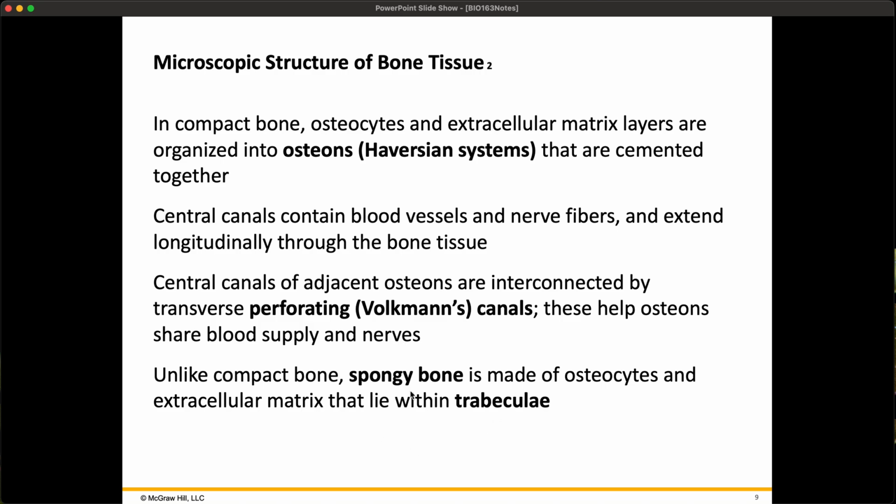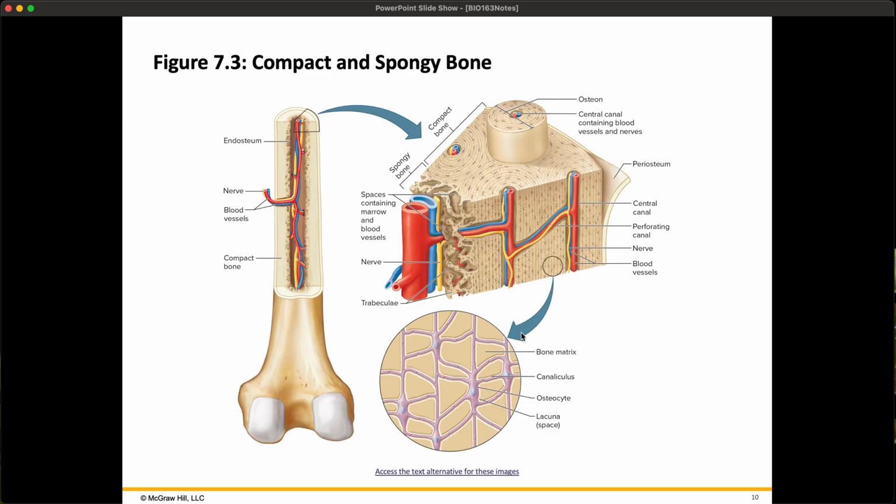But like we said, spongy bone is not organized into those osteons. Oh, I'm sorry, it's made of osteocytes, but they lie within the trabeculae. It's not organized into the neat osteon circles. Here you can see, again, this outer superficial ring of compact bone with the deeper spongy bone. You can see the osteon structures of the compact bone all ringed up next to each other with their central canals and perforating canals. Perforating there, central there. You can see these things that look like little spiders embedded in the bone. Those are the osteocytes. I'm going to zoom in here.